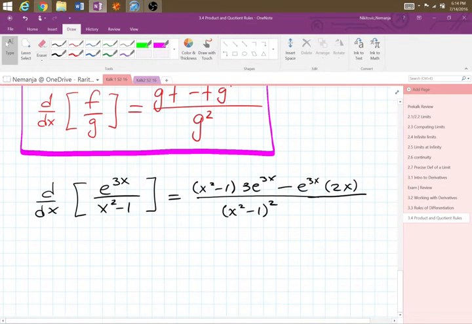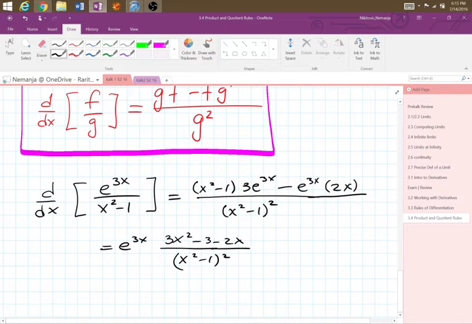Is there anything that we can factor? And the answer is yes, we can factor e to the 3x. So e to the 3x, and the rest stays. So we have 3 times (x squared minus 1) minus 2x, minus 3, divided by x squared minus 1. Please do not FOIL this one. Always leave it in that. That's the factored form. That's the good form.